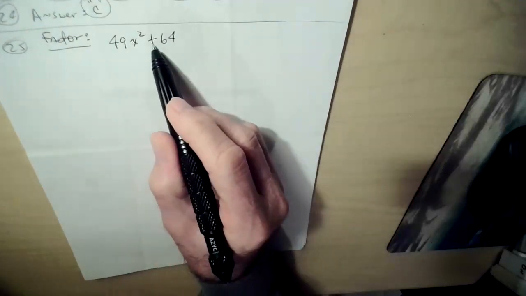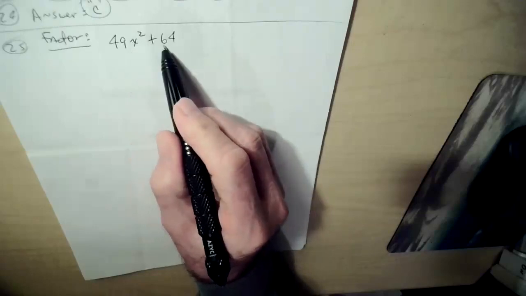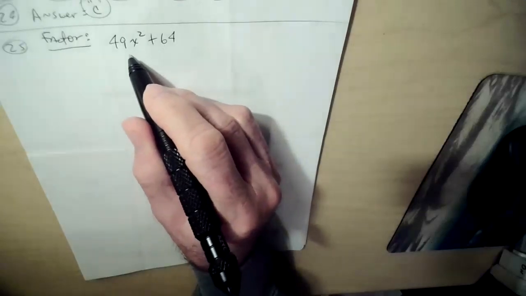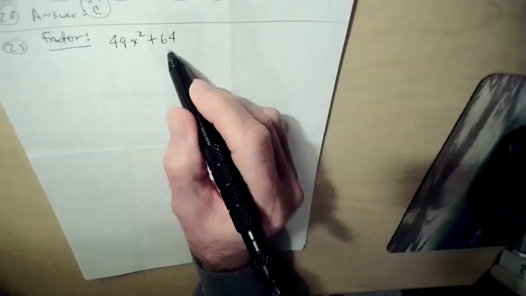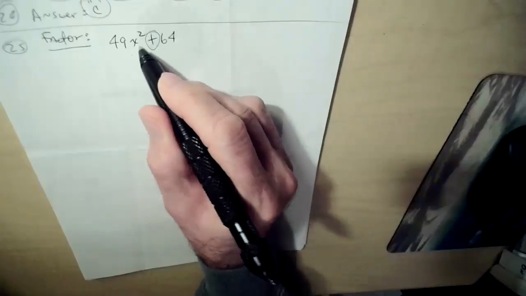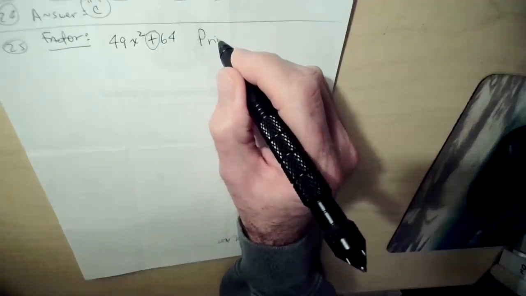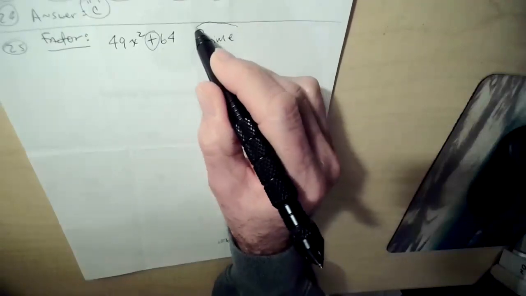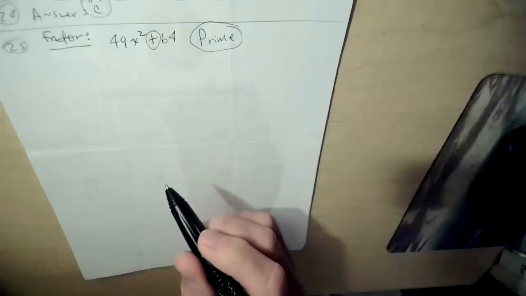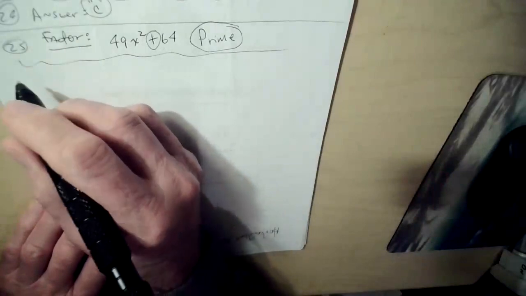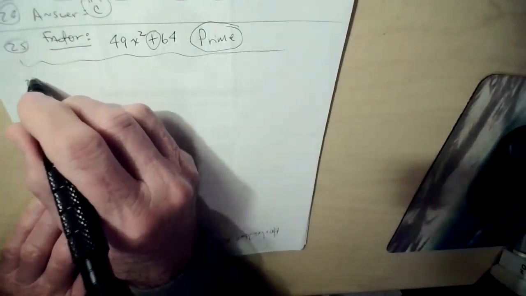Is this a conjugate? No, because a conjugate is the difference of two squares. Now everything in here is a square. The square root of this is 7x. The square root of this is 8. But it's the sum of. So this is prime. Okay, you cannot factor that.